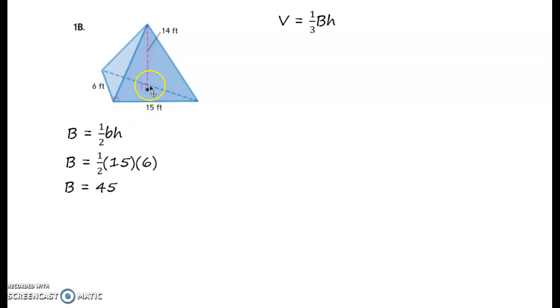So now I've got the area of the base. Now I just need the height. They actually tell me the height. They tell me that the height is 14. So I can take the 45 and 14 and substitute that into my formula for volume. So I've got volume equals 1/3 45 times 14. And when I do my calculations, they come out nice and pretty. I get 210 feet cubed.